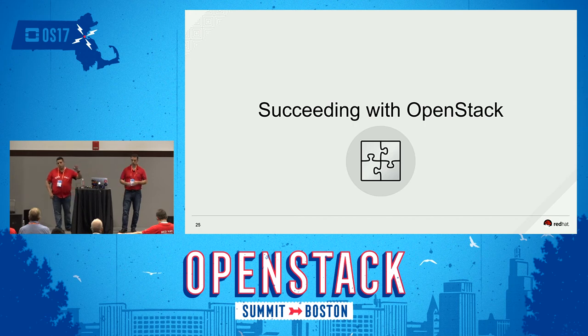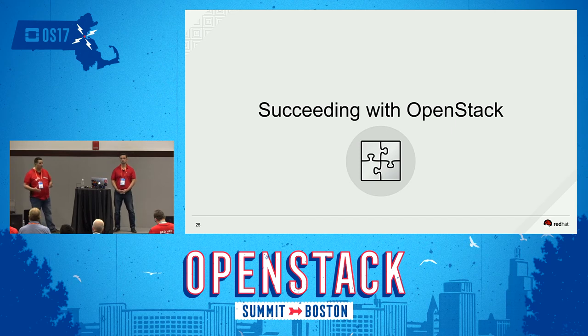Now we cover how to build a team, how to plan for the deployment. The deployment is done. We know how to put some practices in how to operate OpenStack. Now, we have all that. Now, how do we succeed with OpenStack? And this is what your manager is going to ask about. How are you translating technology into business?